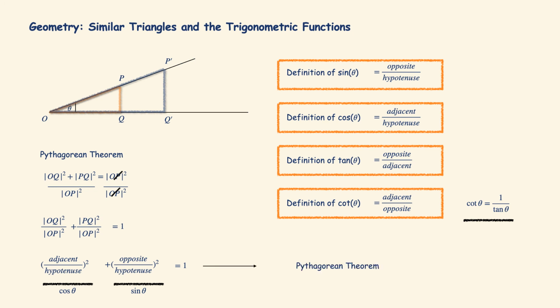So here we arrive at a new way of expressing the Pythagorean theorem in terms of trigonometric relations. You will see this very often in the physics class. We will simply write that sine squared theta plus cosine squared theta is always equal to 1.